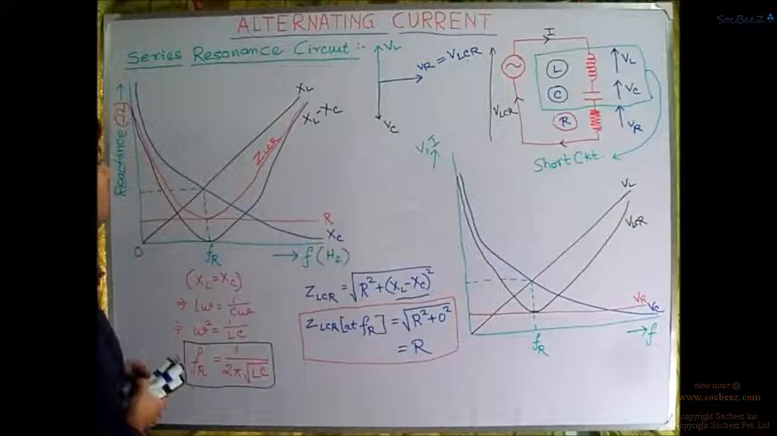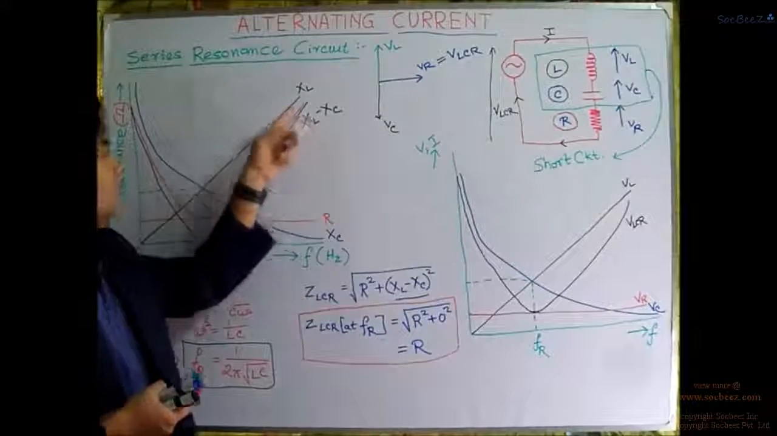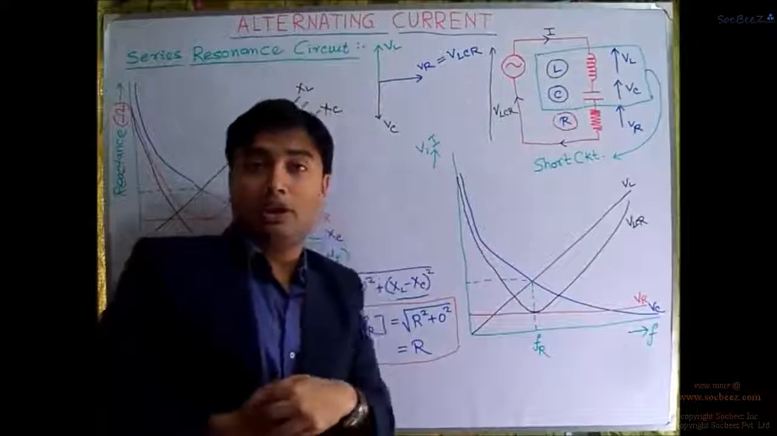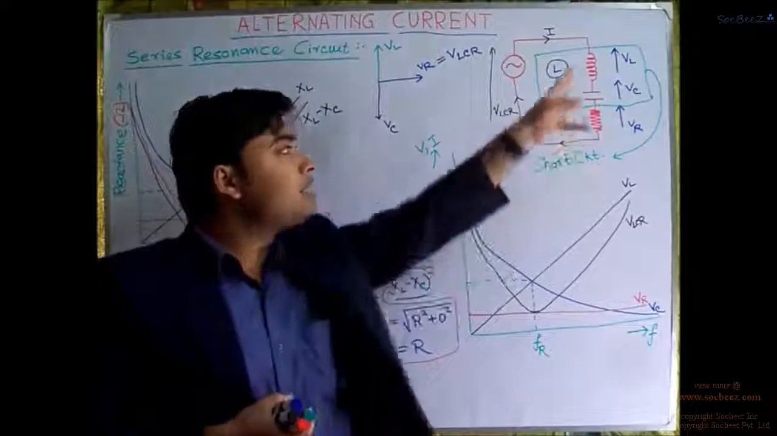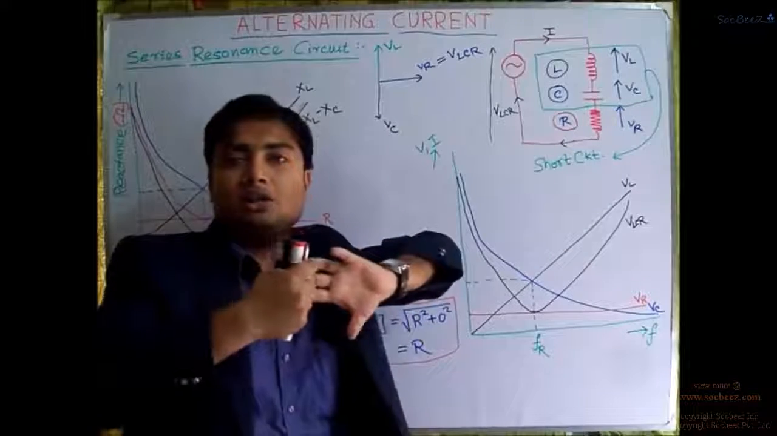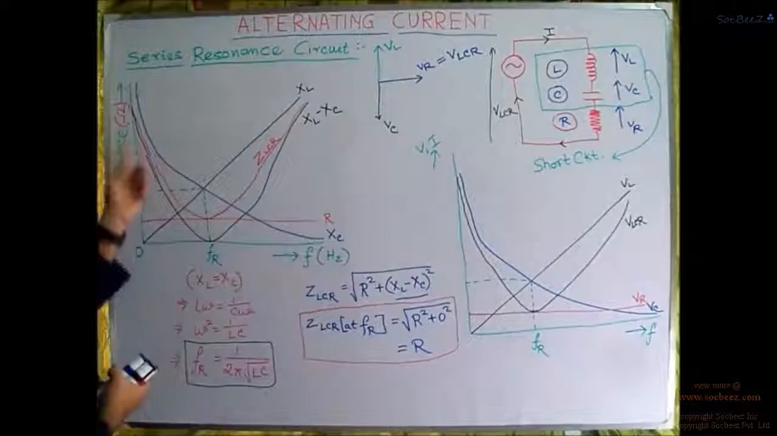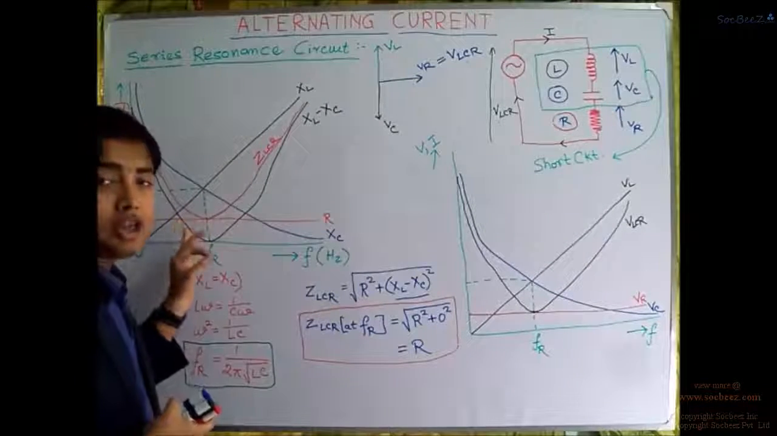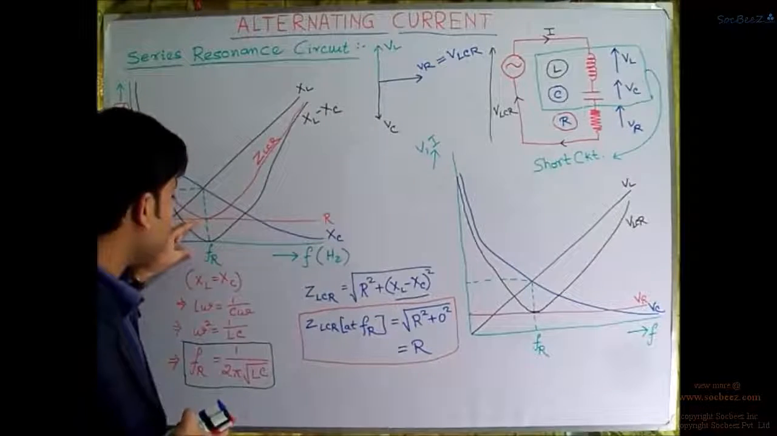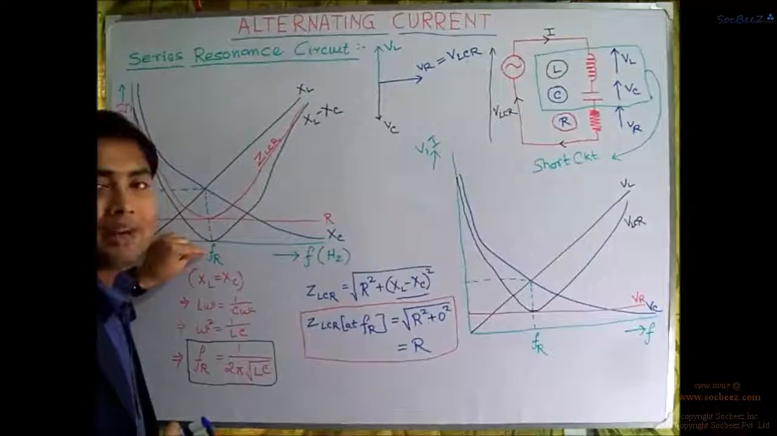See over here, if this red curve is the Z of LCR, it is actually the impedance offered by this LCR circuit, or the resistance to the flow of current, right? But this impedance is the least, or minimum, at this point. And what is this point? This point is simply the resonant frequency.